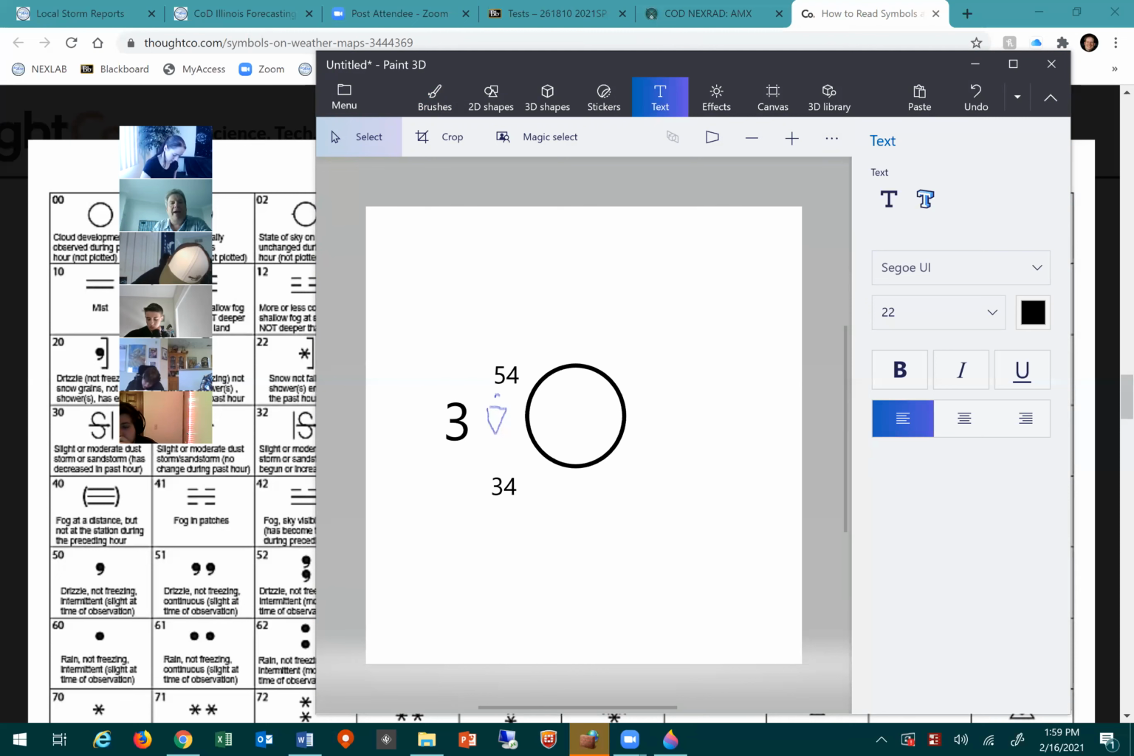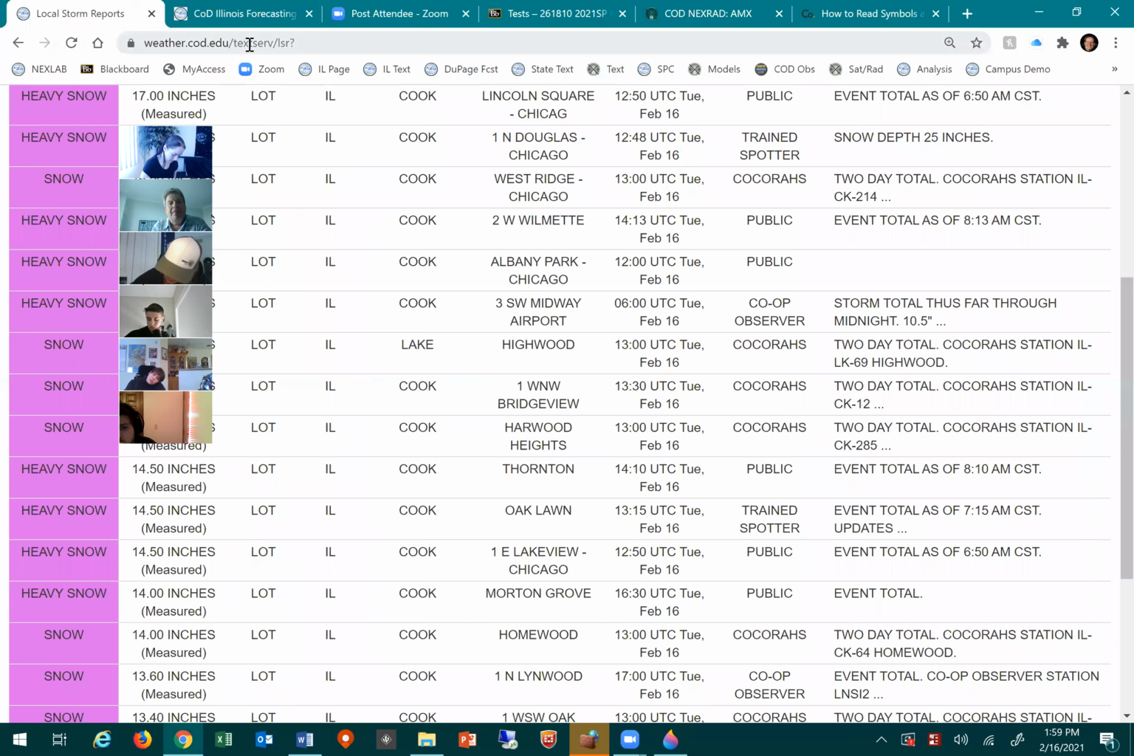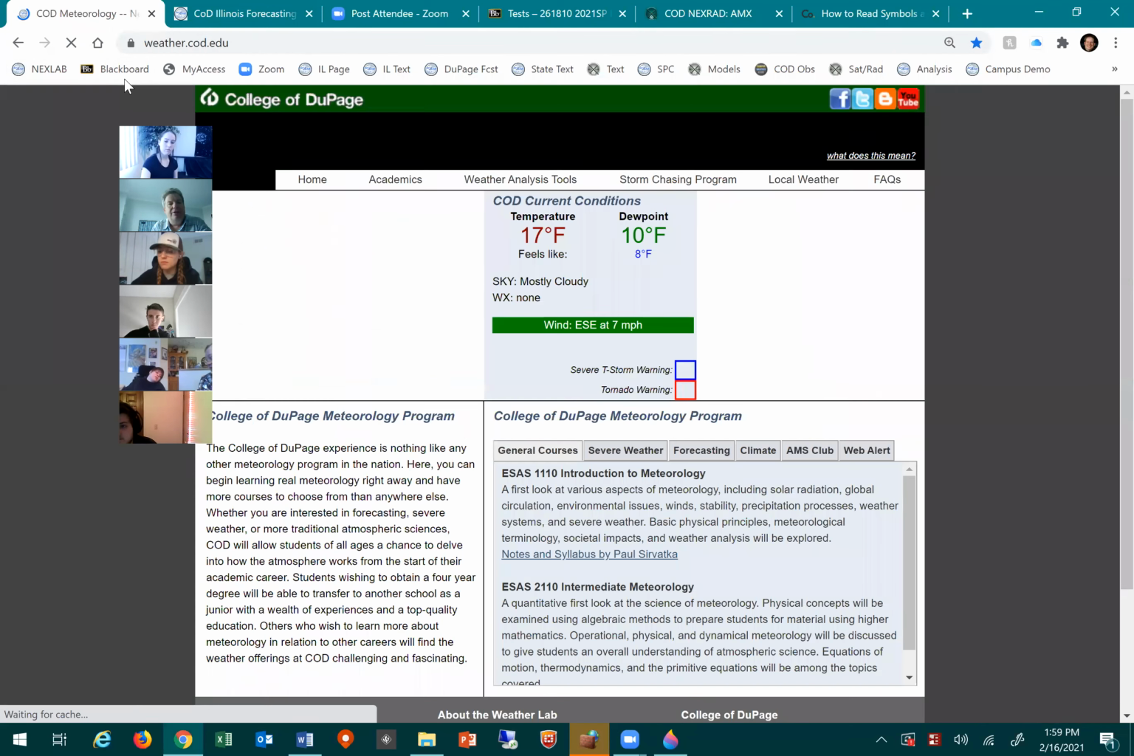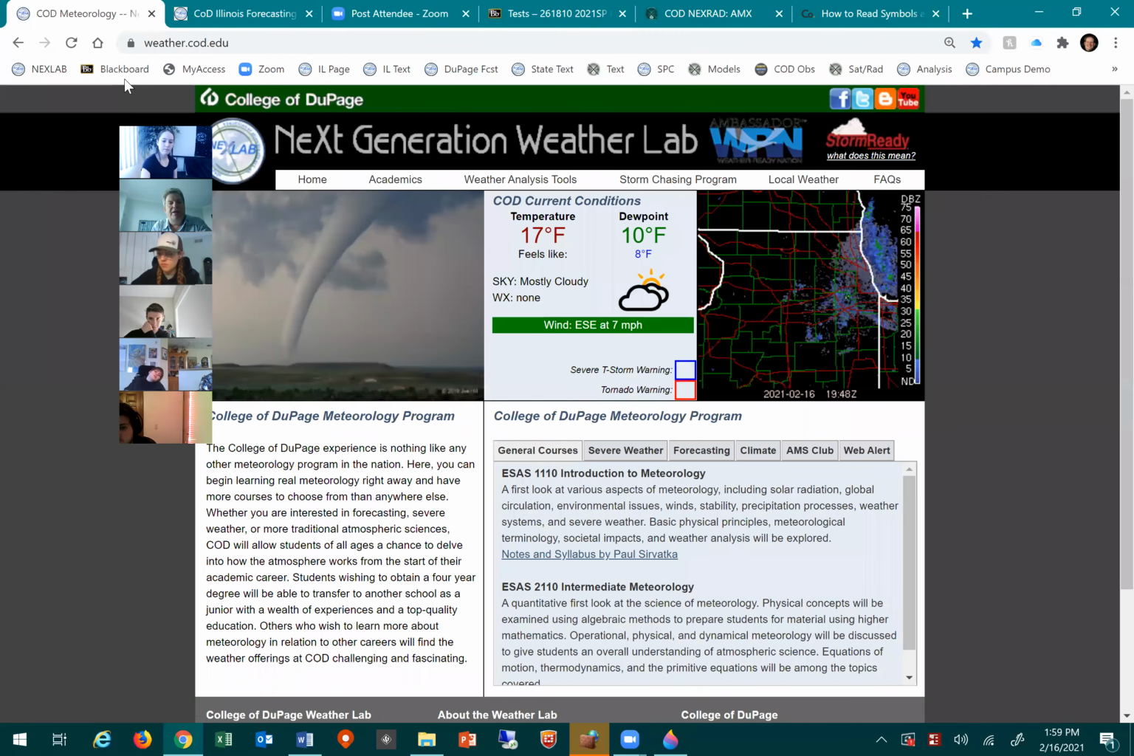So right now, back at home, what is your dew point? I'm going to go here. What does it say the dew point is? 10 degrees Fahrenheit. The temperature has warmed up all the way to 17, which means if the temperature were to cool at constant pressure to 10 degrees, the air would become saturated and you'd start developing fog.